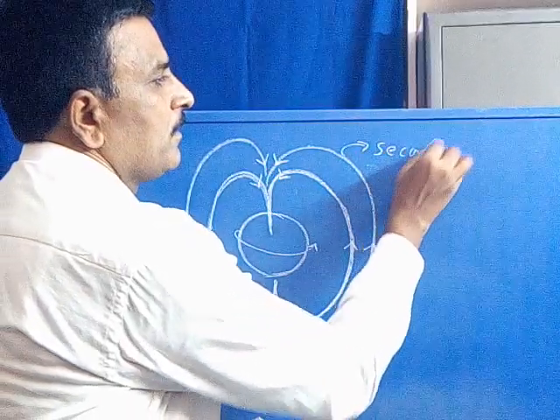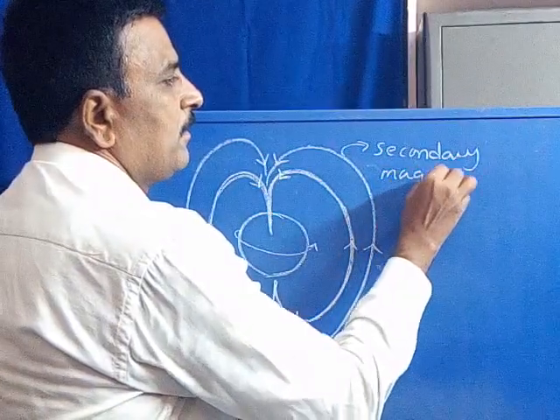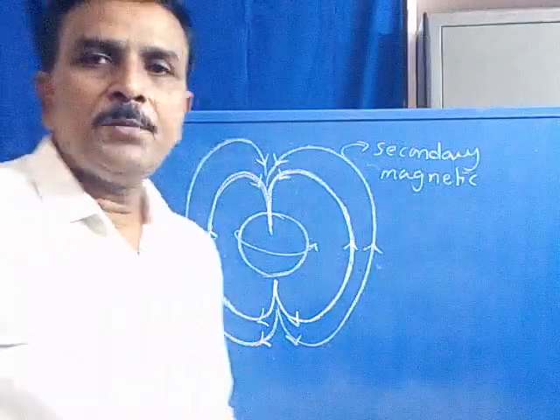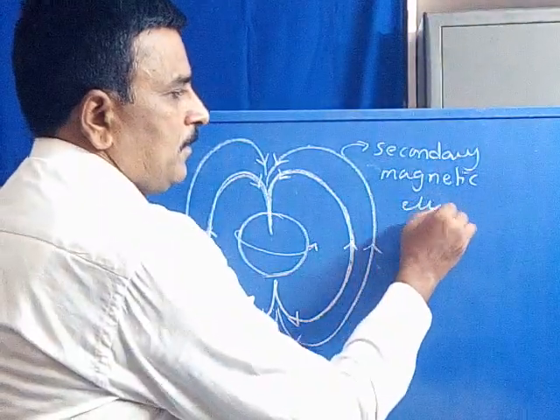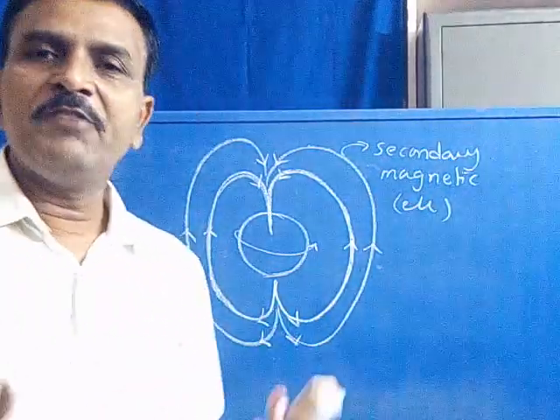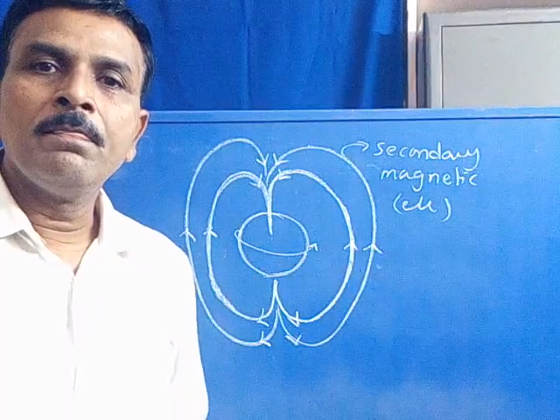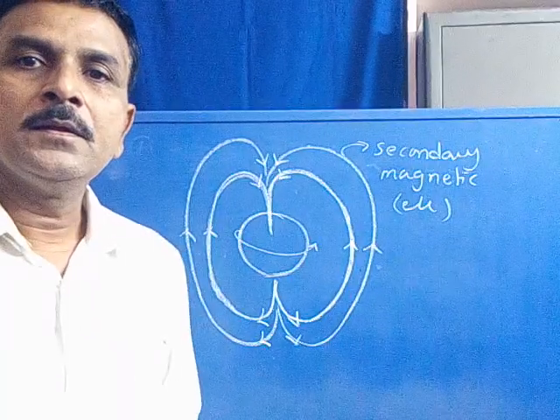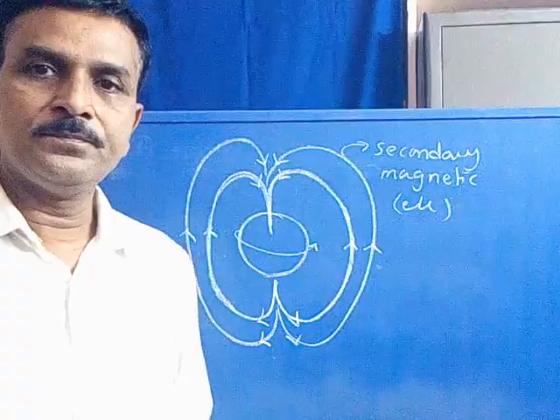Secondary magnetic field. It may also be called the induced magnetic field. So whatever magnetic field is generated by the spinning nucleus, depending upon its direction of traveling, it is considered as two types.